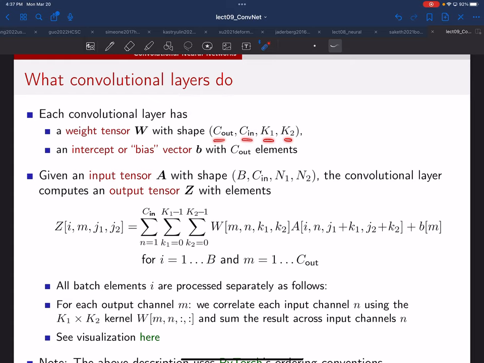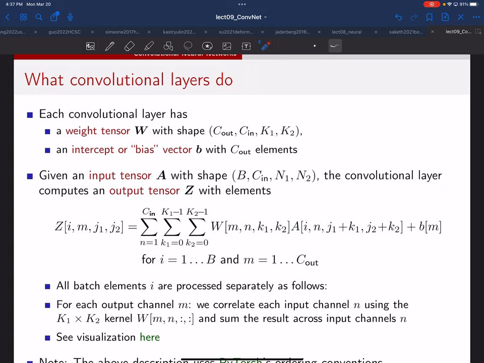These 4 dimensions, or at least the shape, would be the number of output channels for that layer, the number of input channels, and then the size of the kernel. So that would be the weights. Those are the parameters you're learning.